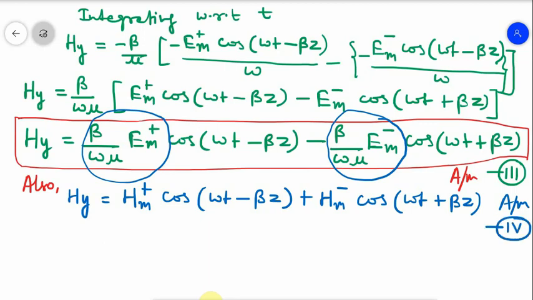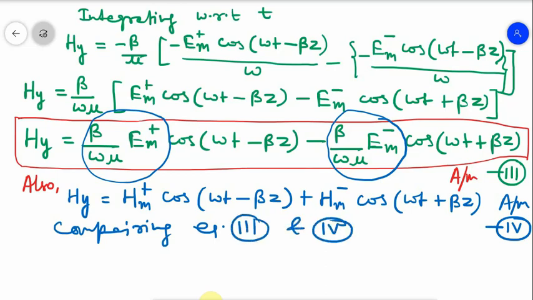Now we compare this. This is Hm plus and this particular is Hm minus. So on comparing equation 3 and equation 4, what do we get? This Hm plus equals to beta upon omega into mu and into Em plus.